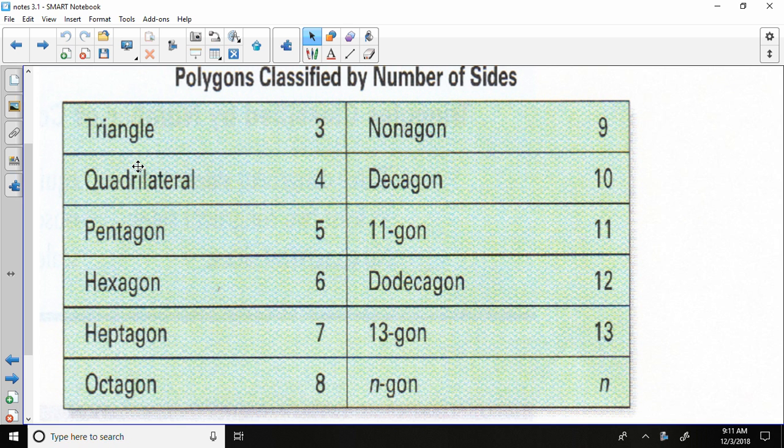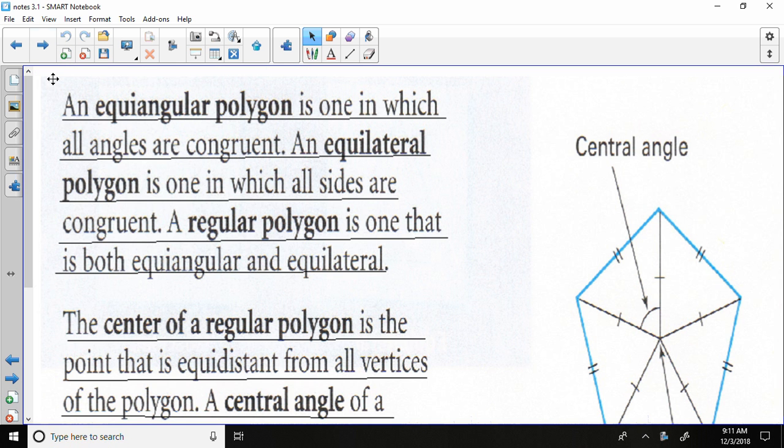Okay, so 11-gon was one they got bored with, and then they came back with dodecagon, and then from 13-gon on, it's just an n-gon. Okay, equal angular and equal lateral. So equal angular means all of the angles are the exact same measurement. Equal lateral means all of the sides are the same.